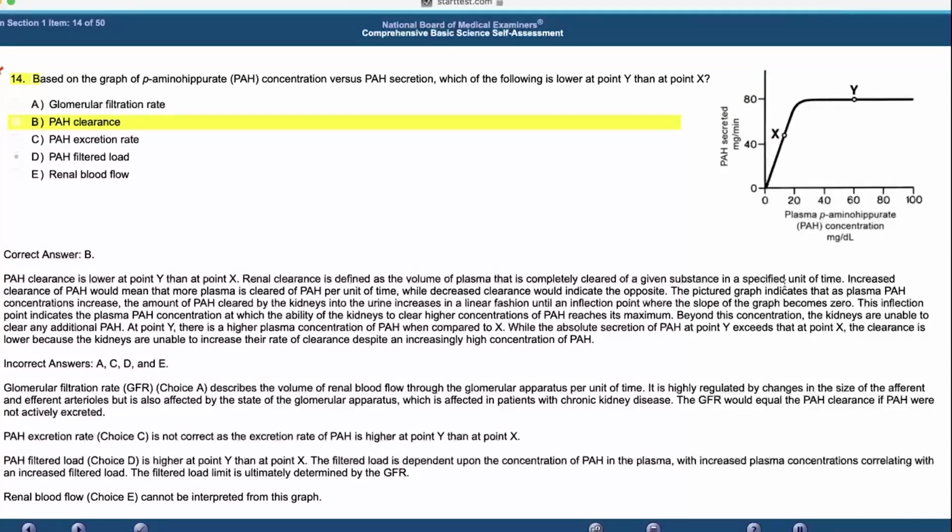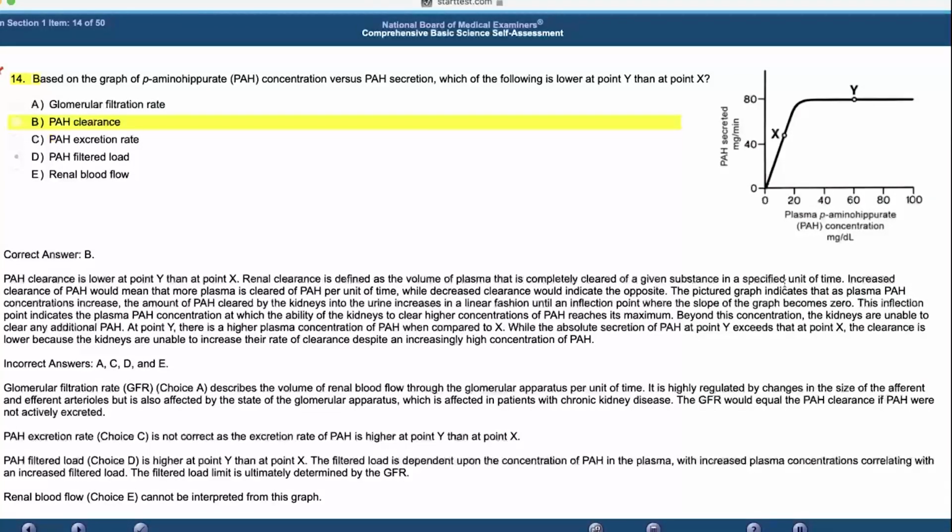Oh, this is really, really stupid. Okay, the reason I'm saying it's stupid is a syntax thing, a wording thing. What they're trying to say is that although the rate of clearance is higher at Y than X, the overall clearance is less, because there's more concentration of it. You get what I'm trying to say? That's kind of really stupid, right?